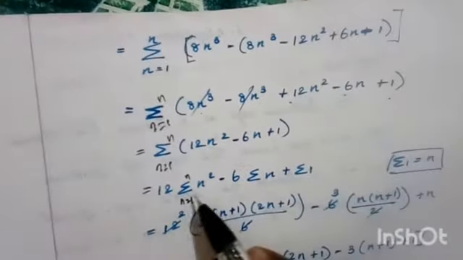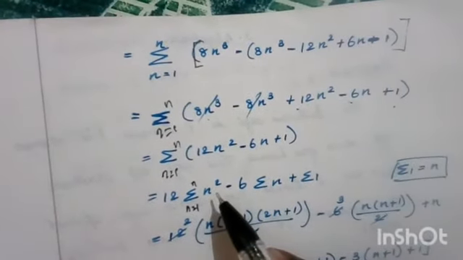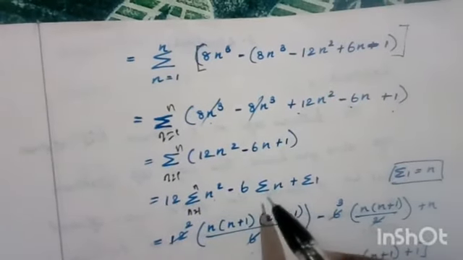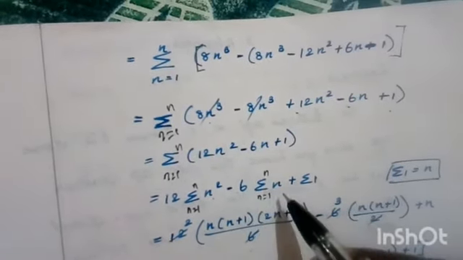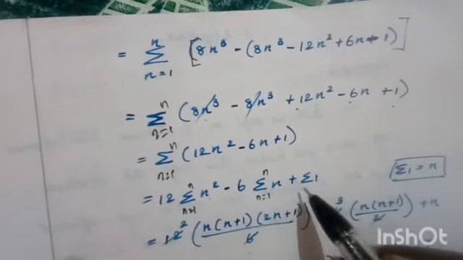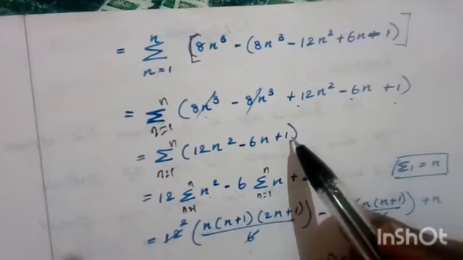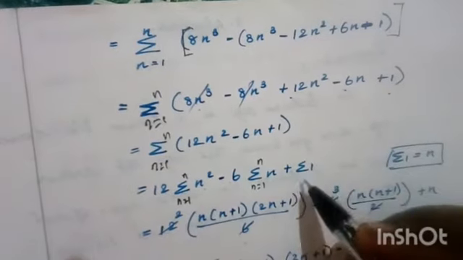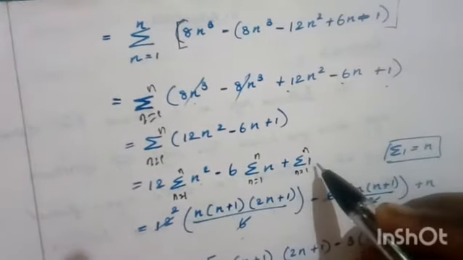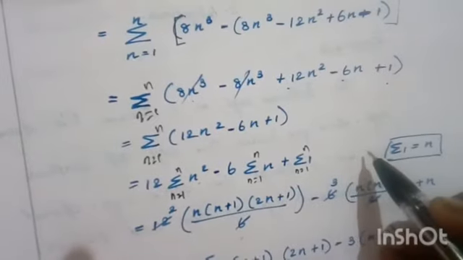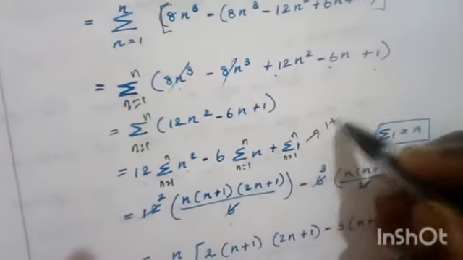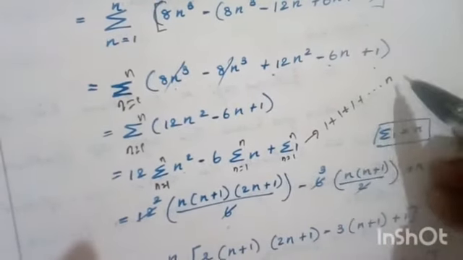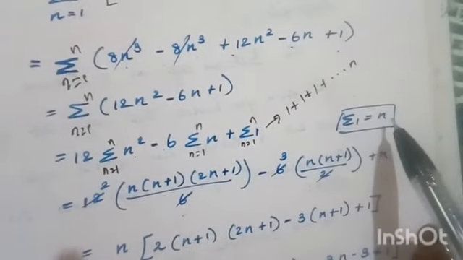So that is 1 square plus 2 square plus 3 square up to n square. So 12 into that, minus 6 into this sigma taken inside, 1 plus 2 plus 3 plus etcetera up to n. Plus, for the constant term, sigma n equal to 1 to n of 1, that is 1 plus 1 plus 1 up to n times. So it is n times, so sigma 1 is equal to n.